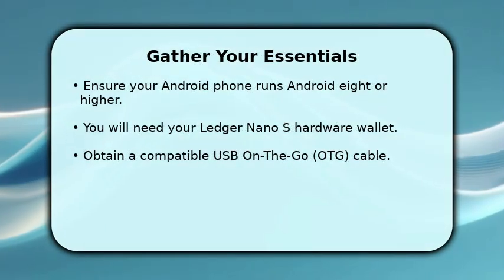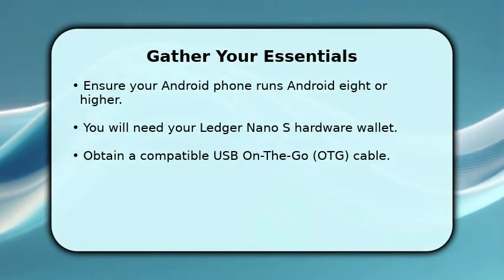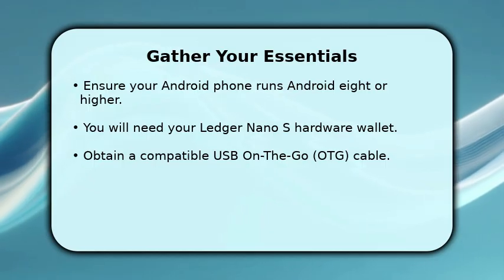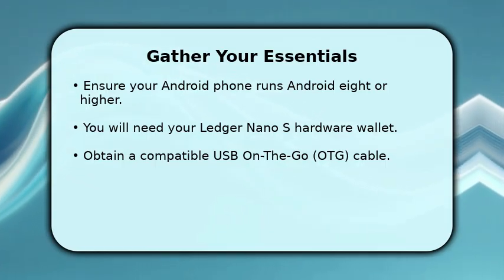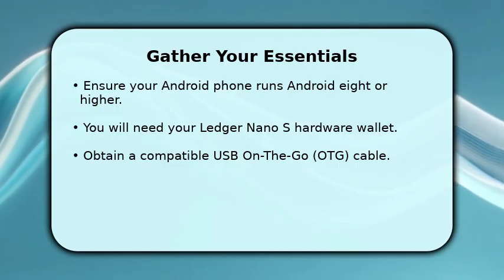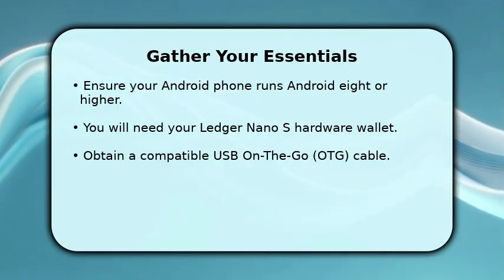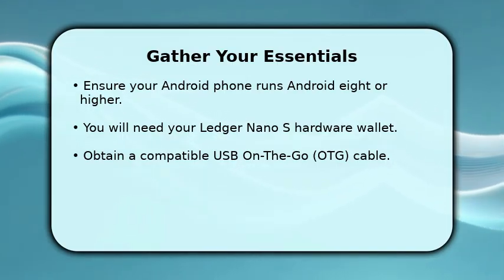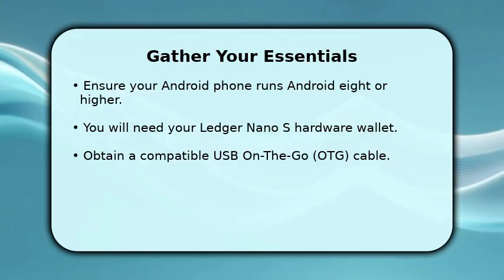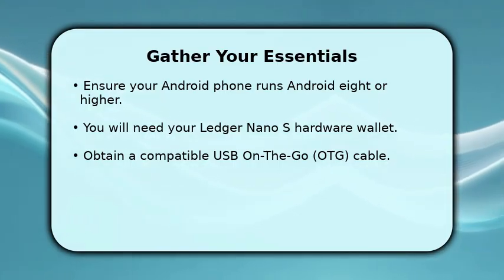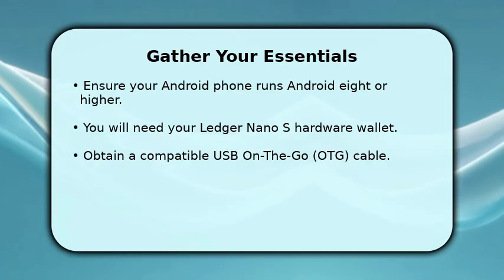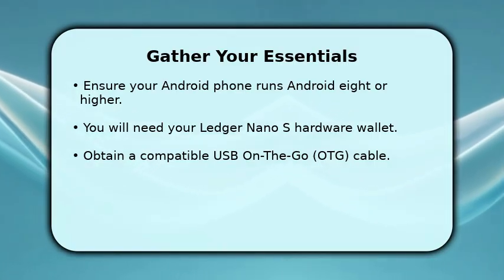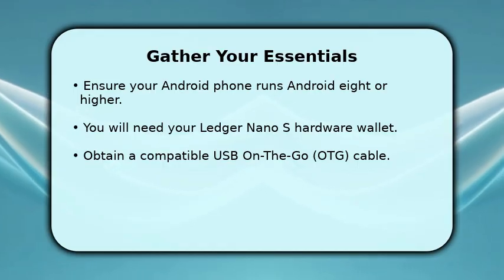Before we begin, let's gather the necessary items. First, confirm your Android phone operates on Android version 8 or newer for optimal compatibility. Next, have your Ledger Nano S device ready. Crucially, you'll need a USB on-the-go or OTG cable. This special cable allows your phone to act as a host, enabling the connection to your Ledger device. You can find these cables easily online or at electronics stores.